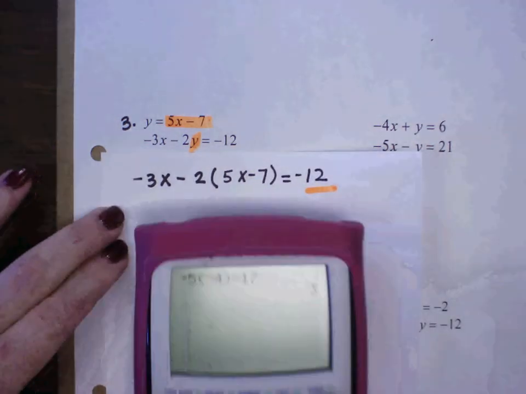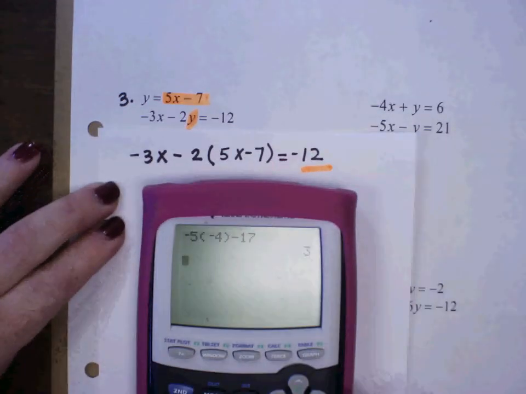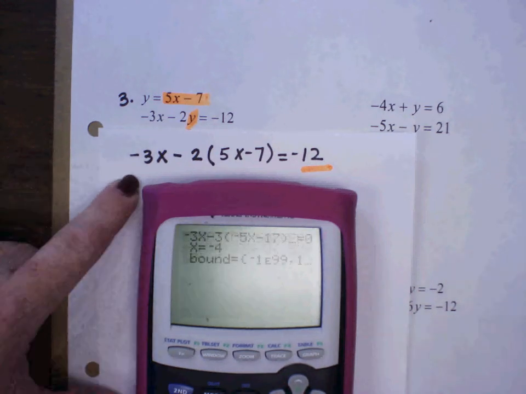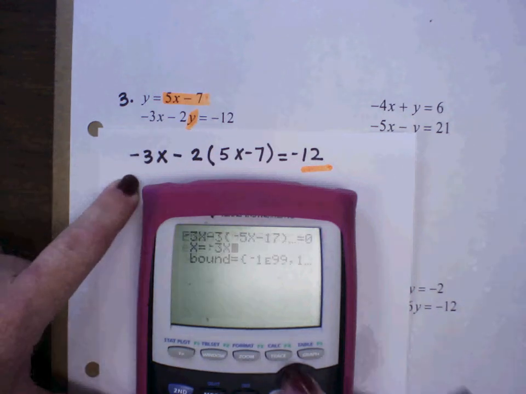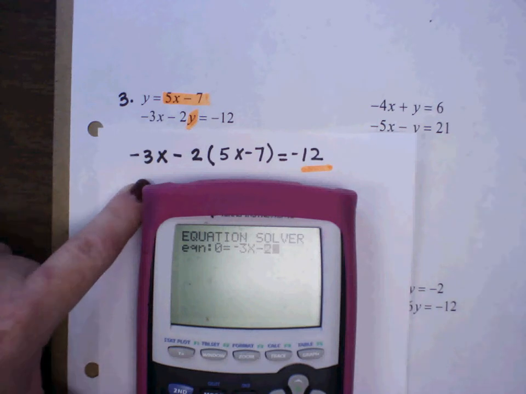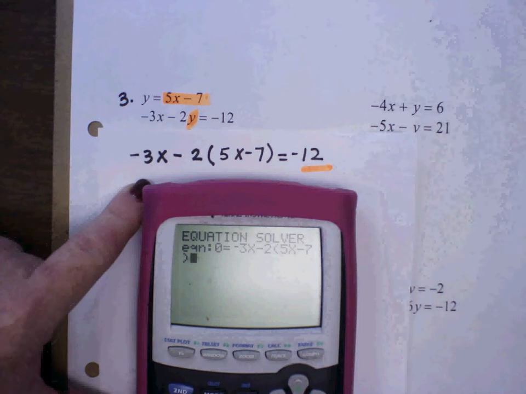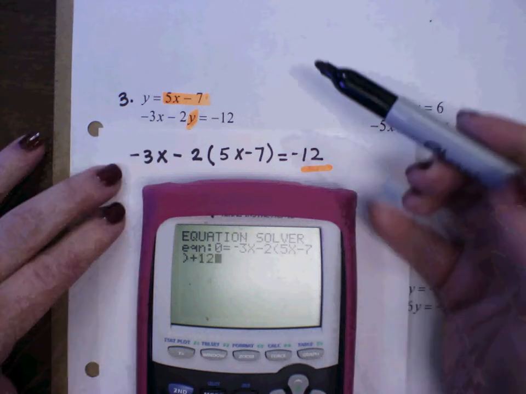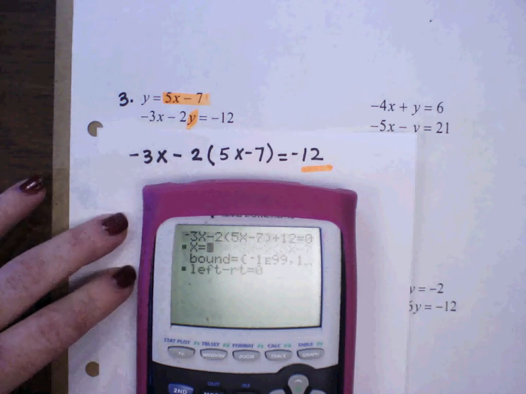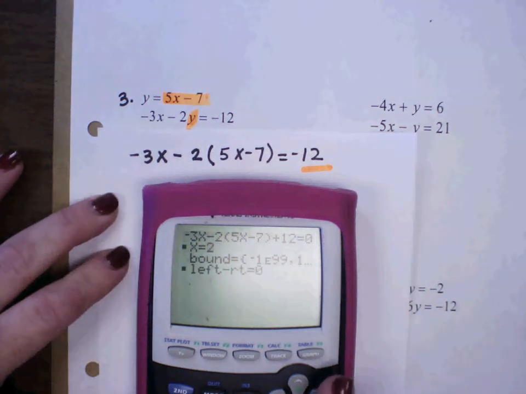So when you go to equation solver, you're going to say negative 3x minus 2, 5x minus 7, plus 12. Let me make sure that I did it correctly. Enter alpha, enter, and x equals 2.